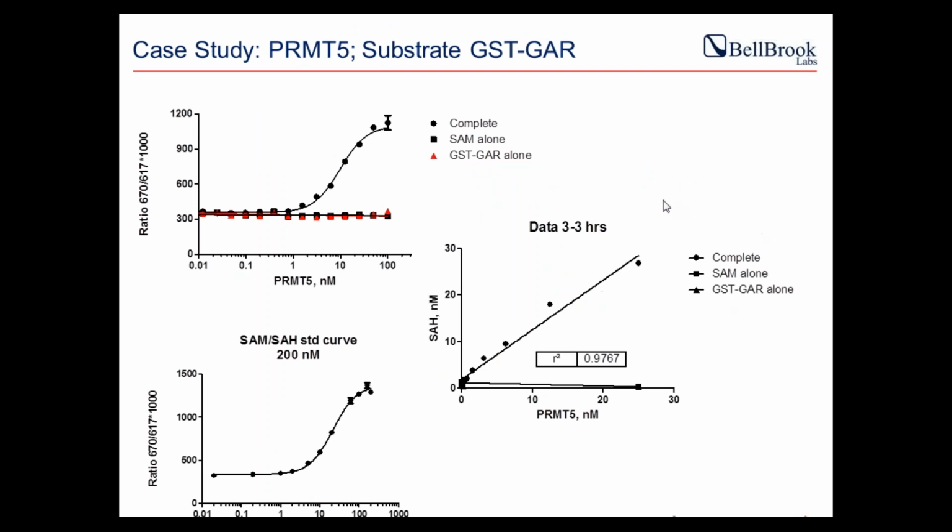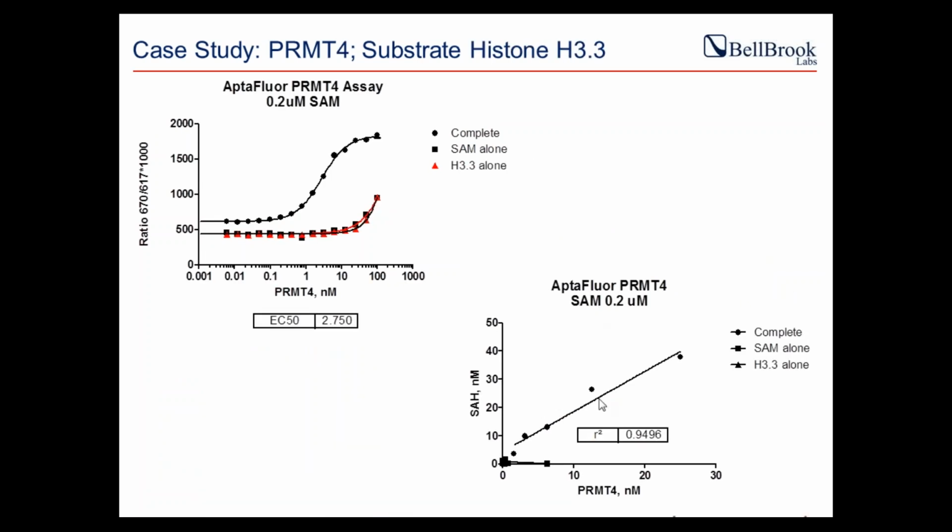I just wanted to show you some additional examples. This is PRMT5, and in this you don't see any kind of response in the absence of GST-GAR or SAM alone. So this is a very clean prep. When you convert it based on the standard curve shown here, you can see the linearity, the initial velocity condition. So that's good to know. This was run at 200 nanomolar. This right about here, 20 nanomolar, represents 10% conversion, which is at initial velocity.